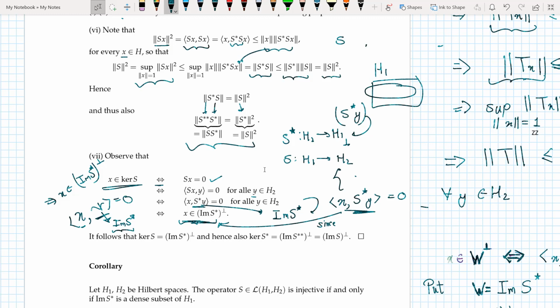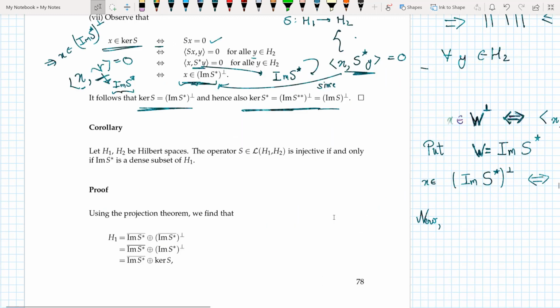Now it follows that x belongs to the kernel of S if and only if x belongs to the image of S star perp. So my result is proved. And if I replace S by S star, the other result is also proved. I'll go through the corollary.